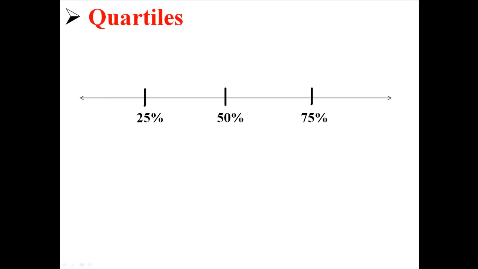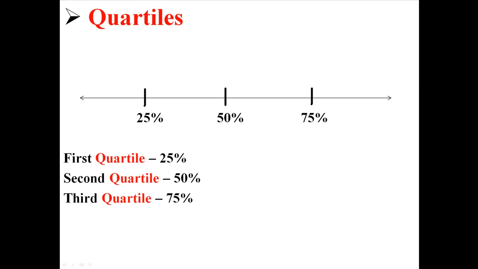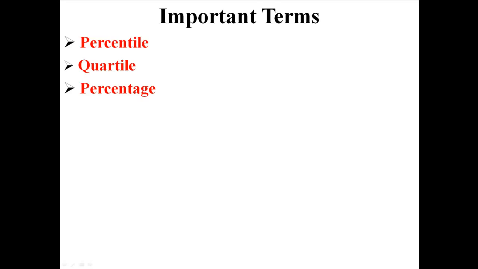Now one more quick thing: quartiles are pretty simple. Imagine you have your data organized into a line like this. 25% represents the first quartile, 50% represents the second quartile, and 75% represents the third quartile. So if anyone is talking about quartiles, that's really what they're talking about. They're just talking about these 3 different percentile rankings. And that's it for this lecture. Understand what percentiles are, what quartiles are, and what percentages are.